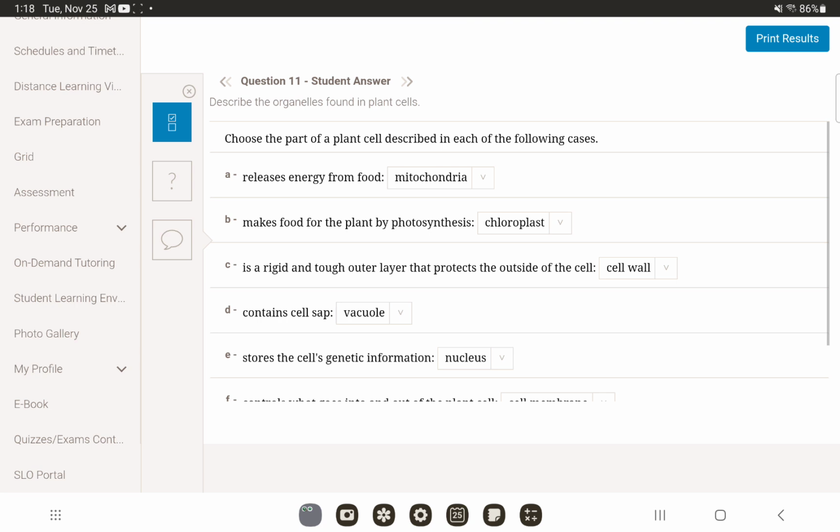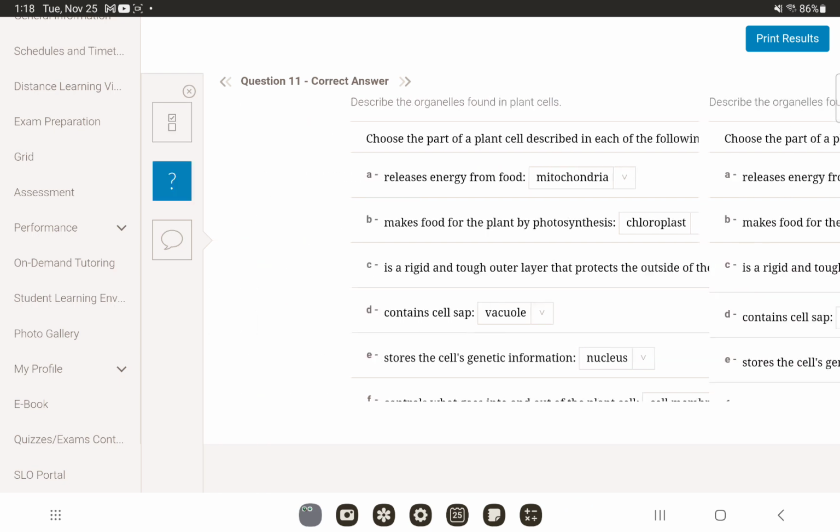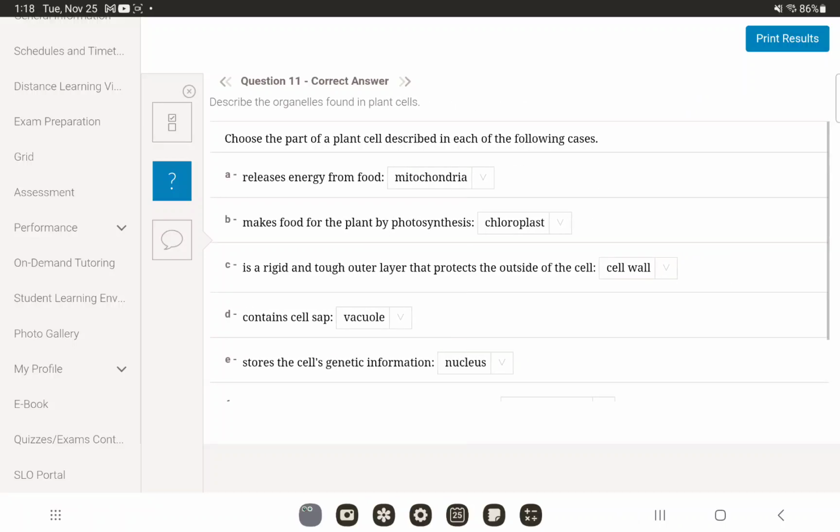So, choose the part of a plant cell described in each of the following cases. Releases energy from foods: mitochondria. Generally, when it has something to do with energy, you should probably first think of the mitochondria, because the mitochondria is where energy is released and produced for the cell to use.